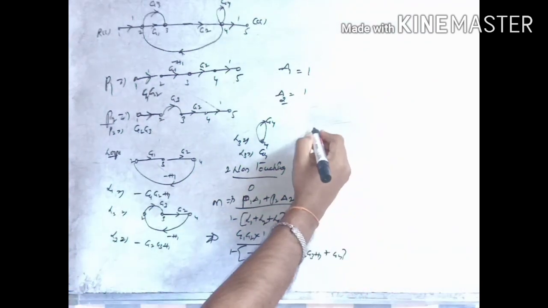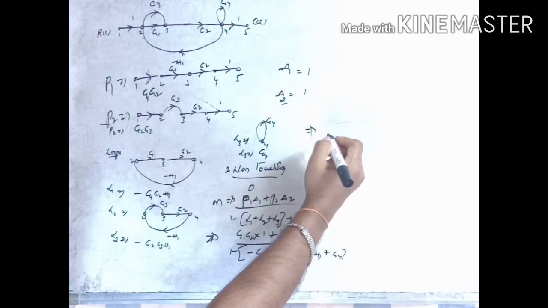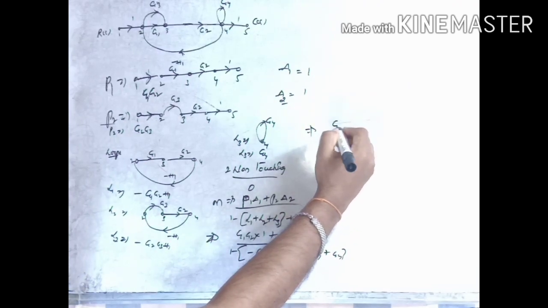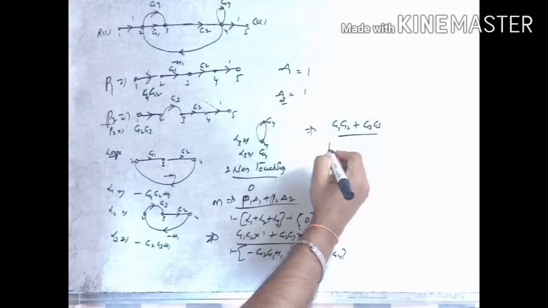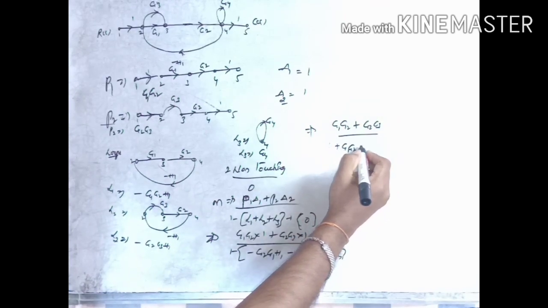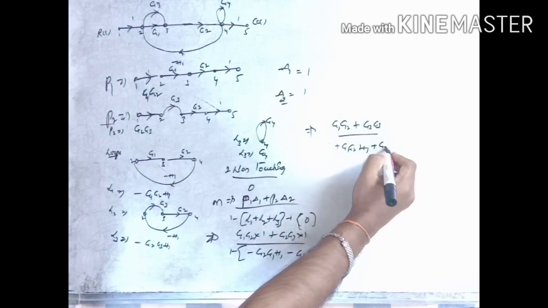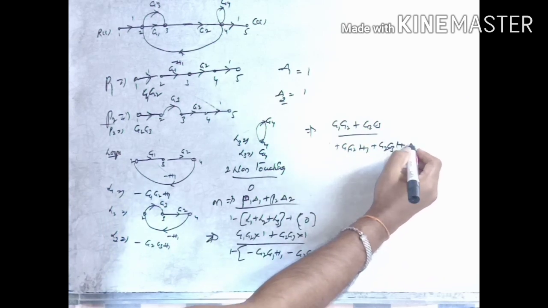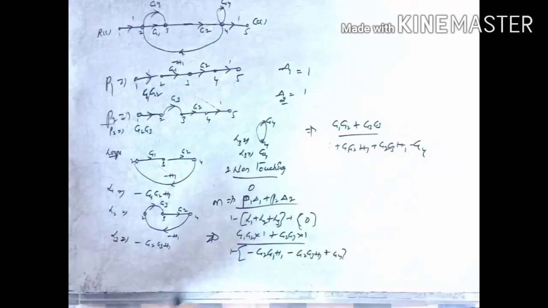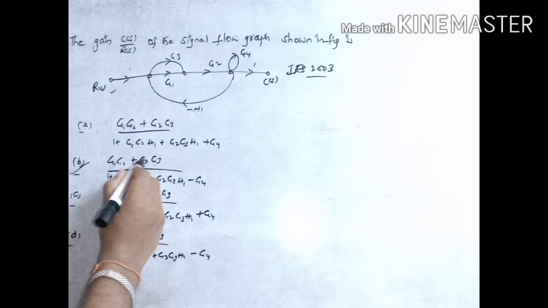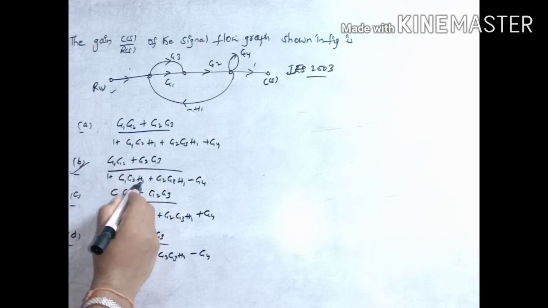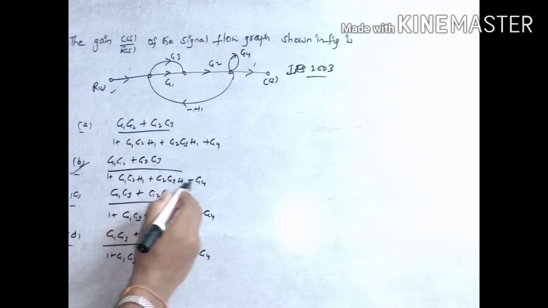So again we will write the overall Mason's gain formula. Using Mason's gain formula, overall gain equals G1, G2 plus G2, G3 by 1 plus G1, G2, H1 plus G2, G3, H1 minus G4. This is the final solution. So for this, the answer is B: G1 G2 plus G2 G3 by 1 plus G1 G2 H1 plus G2 G3 H1 minus G4.